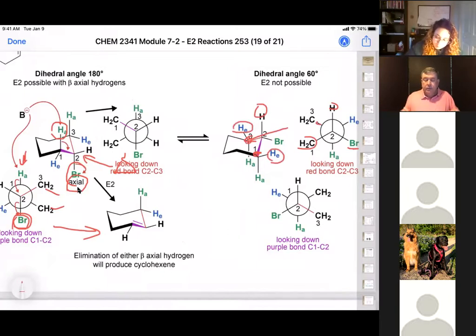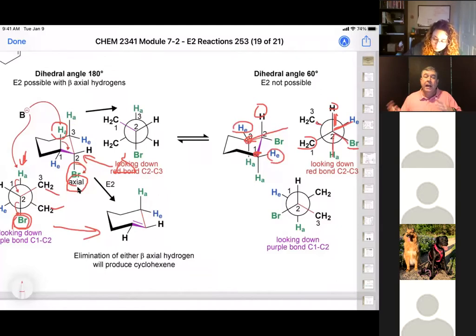Okay, now, what do we see? We see there is not a hydrogen 180 degrees away from our bromine. We have it gauche, we have it 120 degrees, we have it gauche. None of those hydrogens are removable to give us our alkene product. None of those hydrogens are 180 degrees apart from that bromine. Therefore, this particular flip does not undergo an E2.